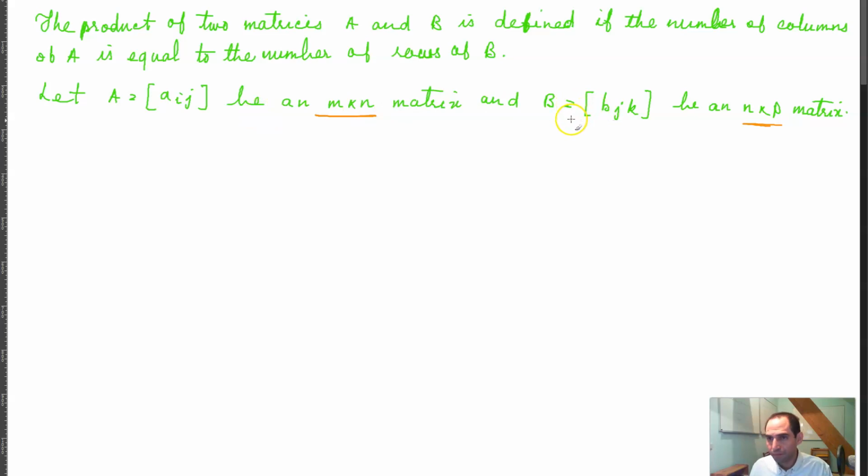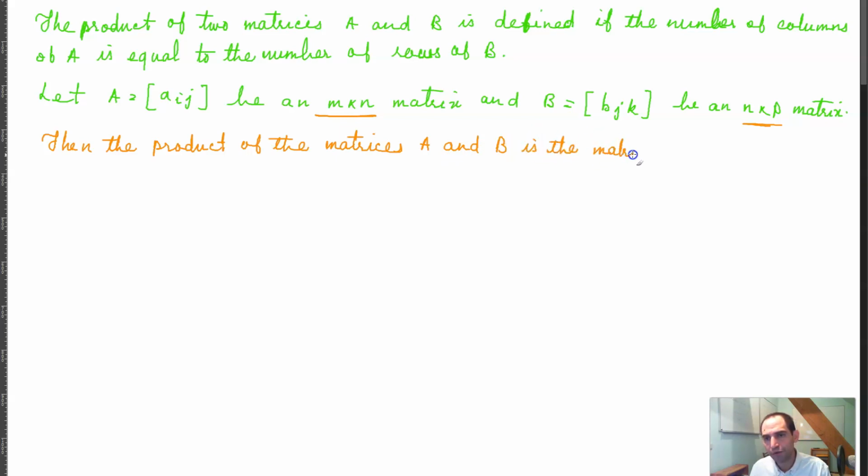And so the product of the matrices A and B is the matrix C of order m by p.